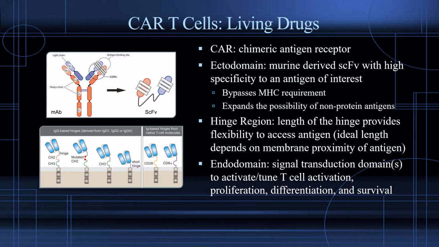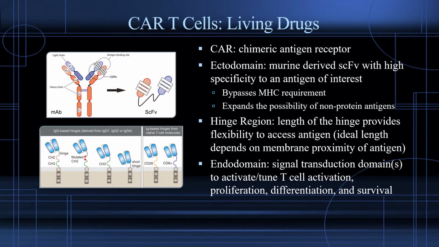These engineered receptors contain three domains. You have your ectodomain, your hinge region, and your endodomain. Your ectodomain involves a murine, mouse-derived single-chain variable fragment from an antibody, so it's highly specific to an antigen of interest. This is advantageous because you can bypass the MHC requirement for traditional T cell receptors, and it also expands the possibility for non-protein antigens.